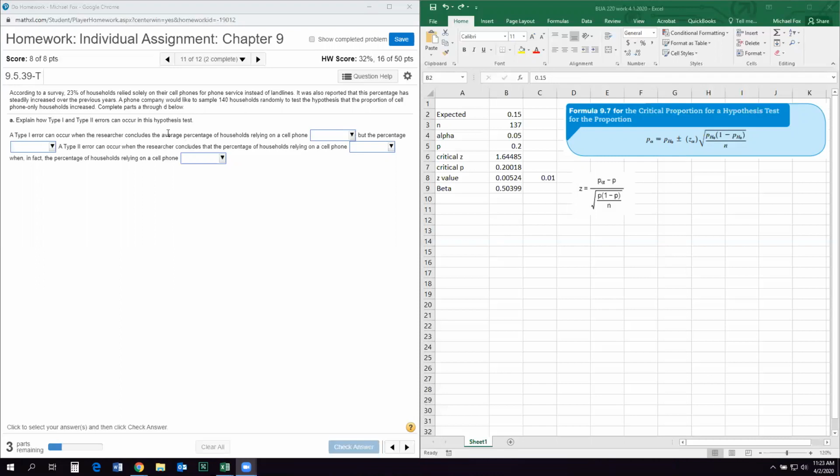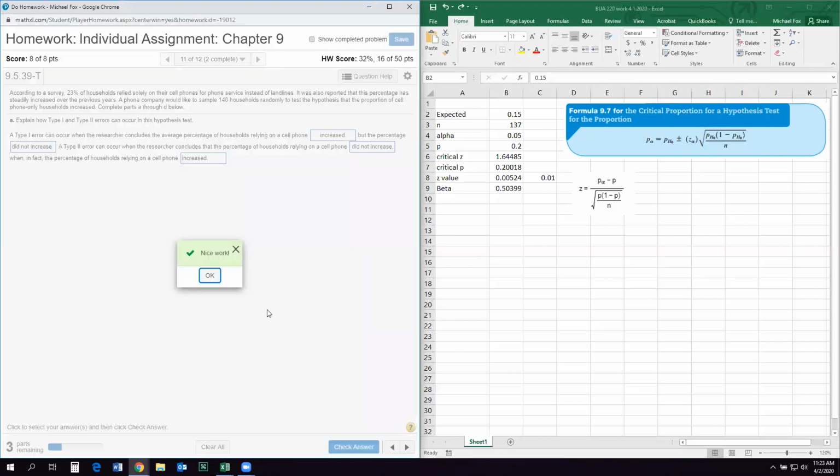A type 1 error can occur when a researcher concludes the average percent of households relying on cell phone blank, but the percentage blank. A type 2 error can occur when the researcher concludes the percentage of households relying on cell phone blank, when in fact, the percentage of households relying on cell phone. Okay, so we're going to say type 1 error is when we think it increased, but it did not increase. And type 2 error can occur when we think it did not increase, but in fact it did increase. So that's the first part.